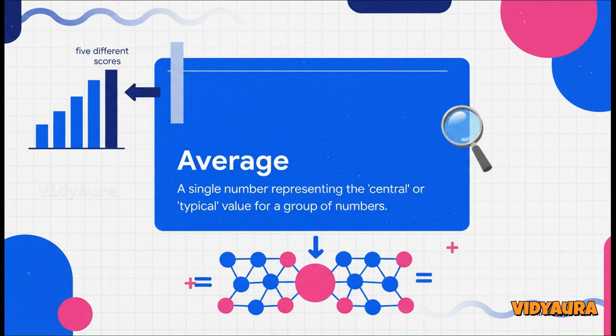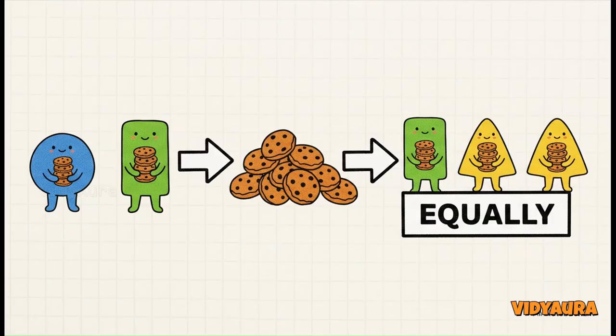So instead of looking at, say, a long list of 5 different test scores, you can just look at the average to get a quick idea of how you did overall. It's like a neat little summary in just one number. But honestly, who wants to talk about test scores when we can talk about cookies, right?